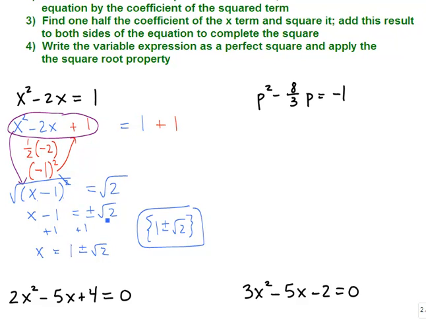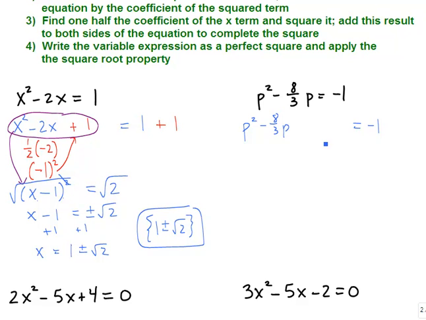Let's try another example. So in the next one here, the first thing we want to do is make sure the constant is on the right-hand side, and right now it is. We would also want to make sure that this leading coefficient is a 1, and here the leading coefficient of p squared is a 1. So we're ready to go. I'm going to rewrite my p squared minus 8/3 p, the two terms with p's in it, leave a little room, then write my equal sign, and then that negative 1.